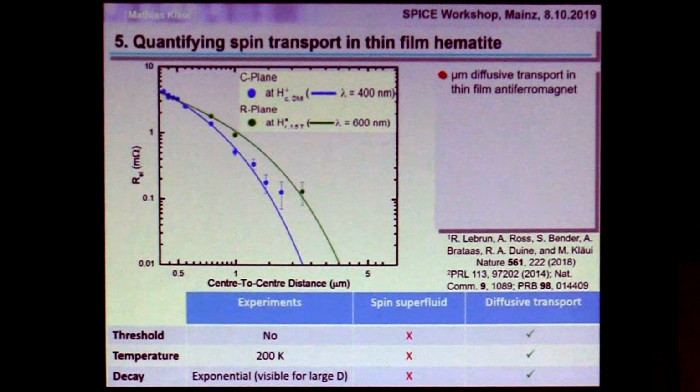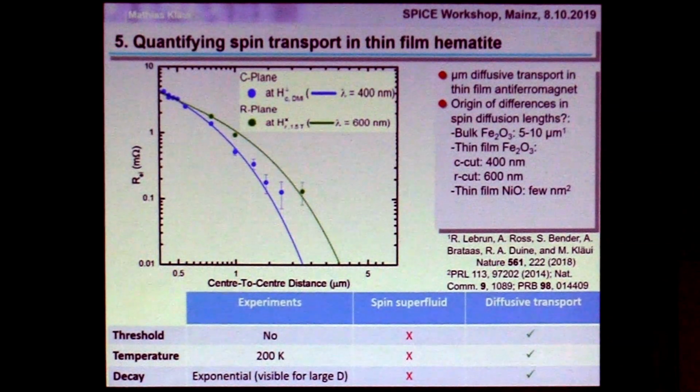However, what is still nice, even in thin film hematite, which thin films are never as good as bulk crystals, we see a spin propagation over distances of microns. Here it's up to 5 microns or so, so a spin diffusion length of a few hundred nanometers. Compared to this, in the bulk we saw a spin diffusion length of 5 to 10 microns. In C-cut 400 nanometers, in R-cut 600 nanometers, and in thin film nickel oxide just a few nanometers, maybe 10 nanometers.